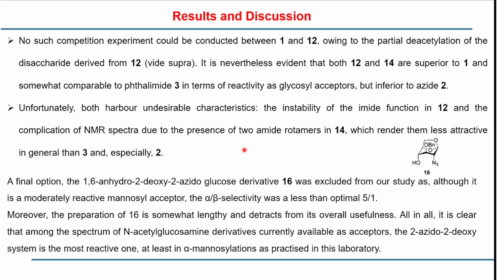Also, they looked at acceptor 16, which was moderately reactive. With the mannosyl donor they had taken, they got a lower alpha-beta selectivity of 5:1. But this was not utilized because the preparation of 16 itself is lengthy. That's why people just went with 3 and 2 as glycosyl acceptors.